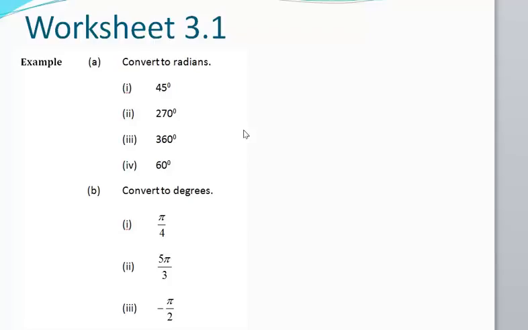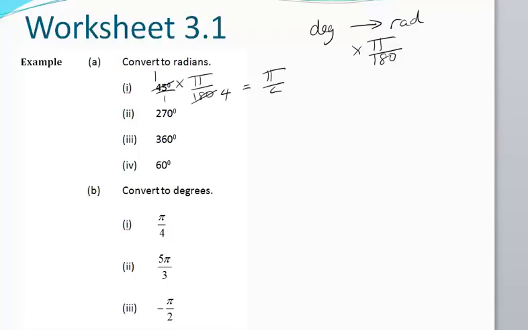Working through worksheet 3.1. First of all, we want to convert to radians. So we have degrees and we want to change to radians. To do this, we're going to multiply by pi on 180 degrees. 45 multiplied by pi on 180 degrees. 45 on 1. 45 multiplied by 2 is 90, which multiplied by 2 is 180. So 4 and 1. We end up with pi on 4.